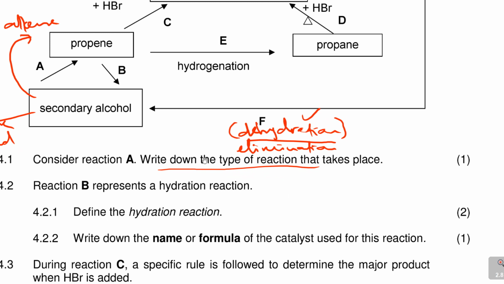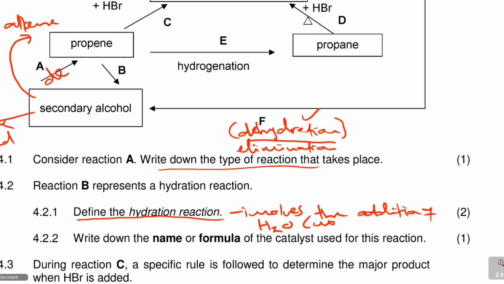Reaction B represents a hydration. You see now, when you go up, it's D. When you go down, they're saying hydration. Reaction B represents a hydration reaction. Define the term hydration reaction. It's a reaction that involves what? To hydrate yourself is what? It involves the addition of water, the addition of H2O. But the right word there, since you're writing, is the addition of water.